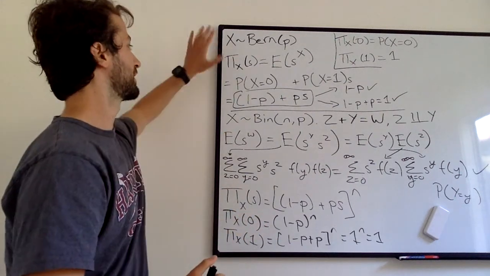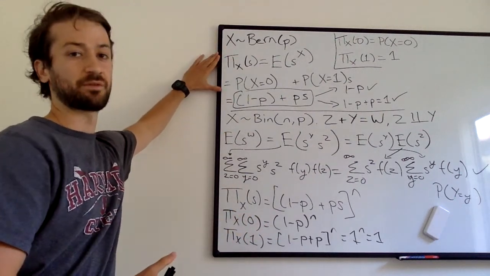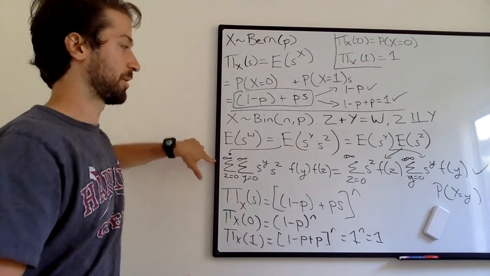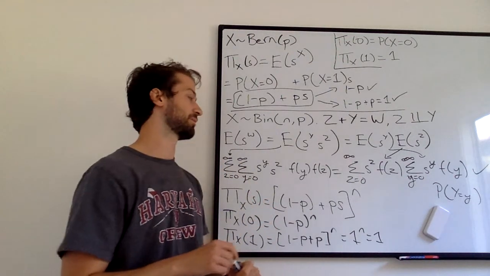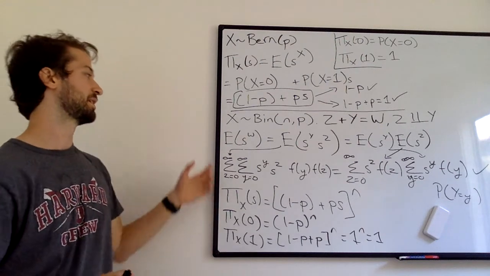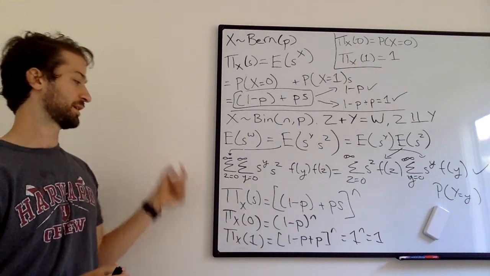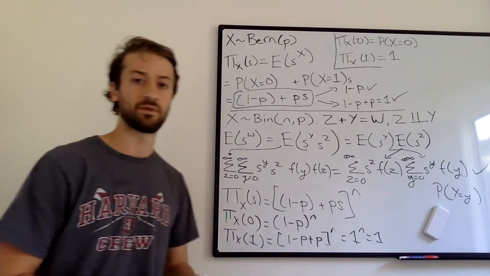And again, we found the PGF of the Bernoulli using LOTUS, and then using a cool trick about PGFs, you probably remember something similar with MGFs, moment generating functions, we showed that we can just take the PGF of a Bernoulli and calculate the PGF of a binomial.